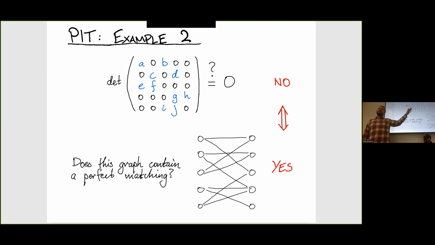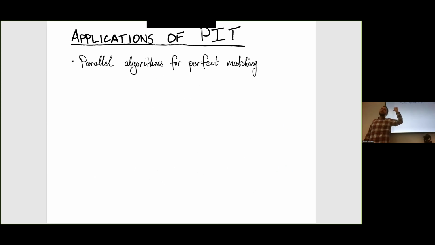Okay. Now, the punchline here is that it turns out you can test if this determinant is 0 quickly in parallel, but it's a randomized algorithm. Okay, but what does that mean? You get a randomized parallel algorithm for testing if a graph has a perfect matching. Now, in the previous slide, this construction was for bipartite graphs, but there's an analogous construction that works for non-bipartite graphs. So this is one application of PIT. You can test for perfect matchings and you can test in parallel, but it's randomized. That's a caveat.